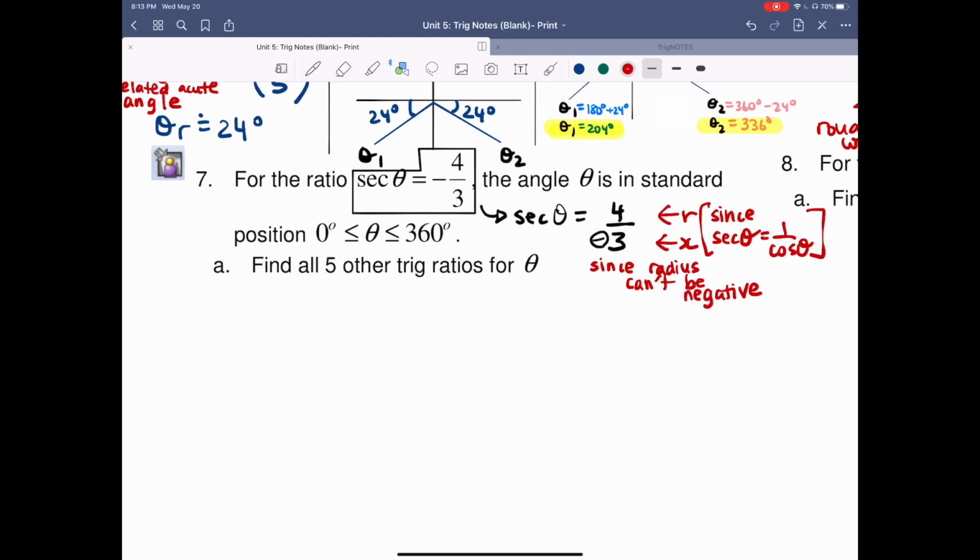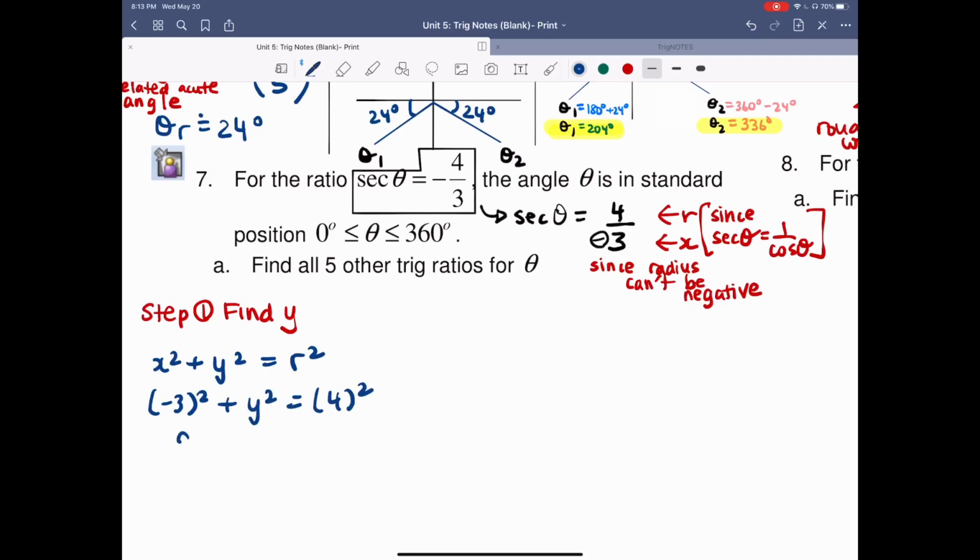Okay, so for step 1, I need to figure out some other part. So basically I have my radius and I have my x value, but what I don't have is my y value. And so I have x squared plus y squared equals r squared. X is -3. I don't know my y. My radius is equal to 4. So -3 squared is equal to 9. And then I have 16 for my 4 squared.